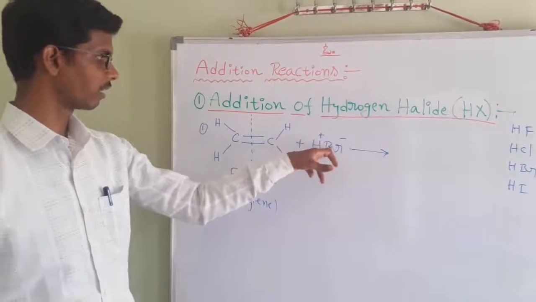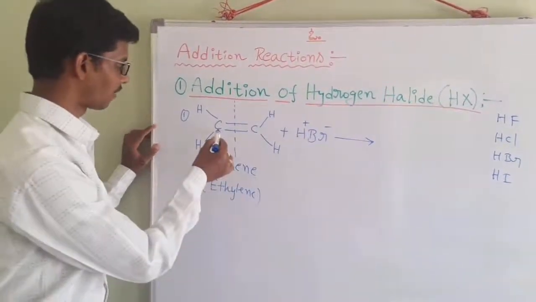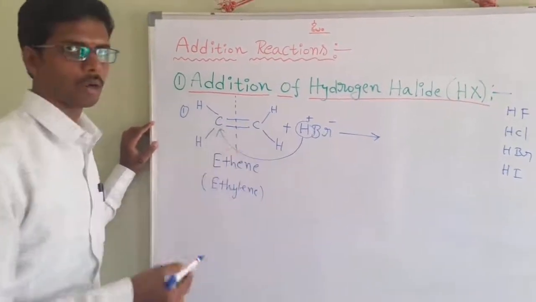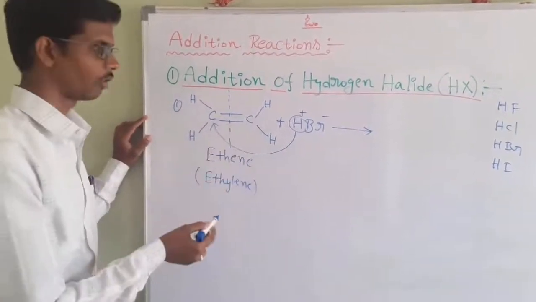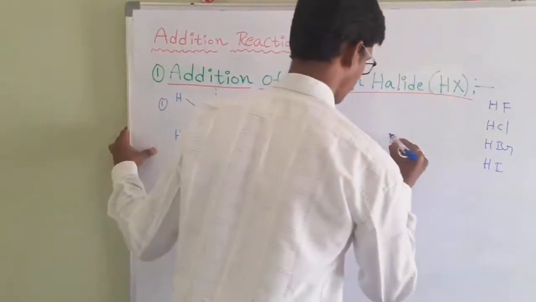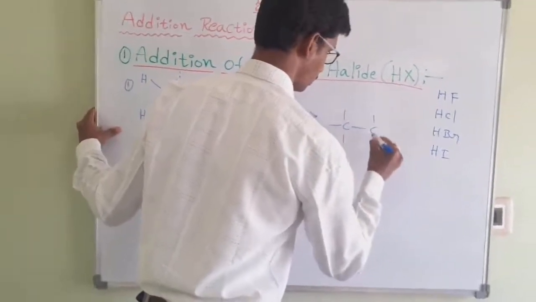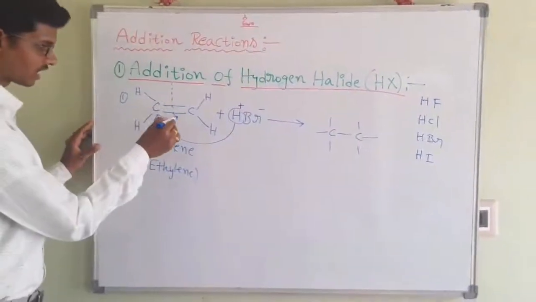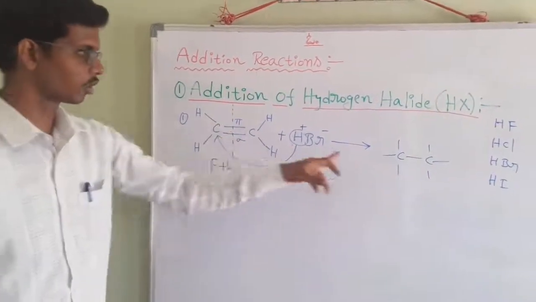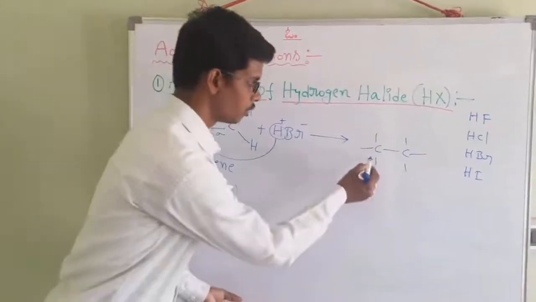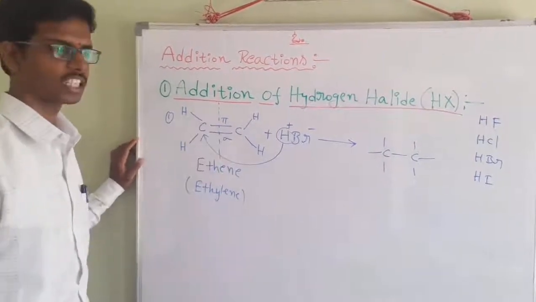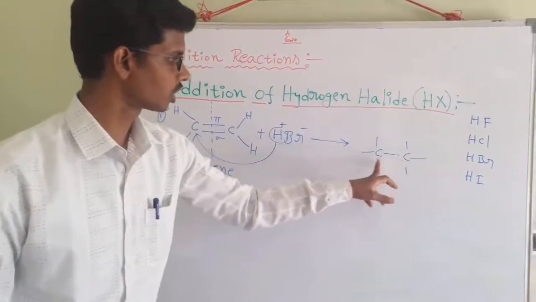To this you add hydrogen halide. Hydrogen is added to one carbon, either the first carbon or the second carbon, and bromine is added to the remaining carbon. What product is formed? Generally there is one sigma bond and one pi bond. Here one of the pi bonds breaks to give rise to two new sigma bonds.